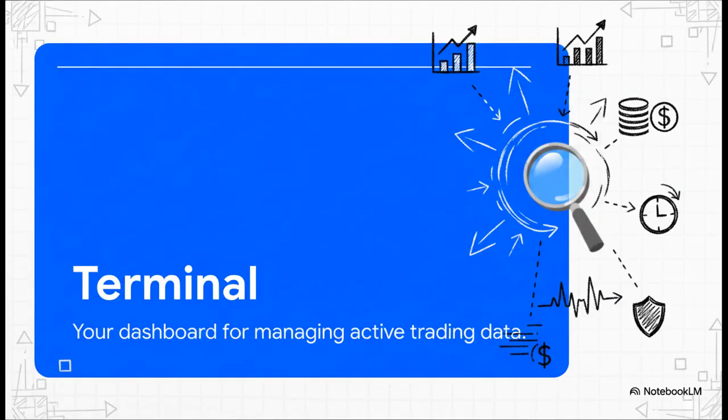Now, contrasting with that filing cabinet, we have the Terminal. If the Navigator is where you store your tools, the Terminal is essentially your live dashboard. It serves as your control center for managing all your active trading data. It gives you a real-time pulse on literally everything happening in your active trading environment. We're talking your account balance, live open trades, historical performance, and margin levels. It's the absolute nerve center of the whole operation.